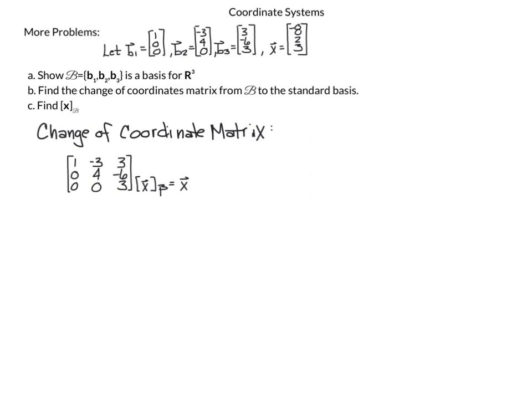So what we do have here is, if we take b1, b2, b3 as column vectors of a matrix, so I have 1, 0, 0, negative 3, 4, 0, and 3, negative 6, 3, that'll convert from our coordinates with respect to b into our standard basis. And that's exactly what they wanted, from b to the standard basis, so we're done.